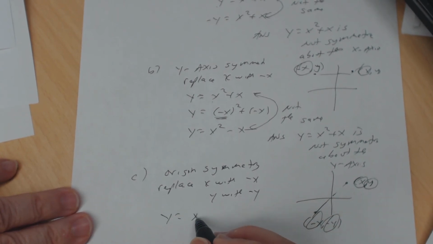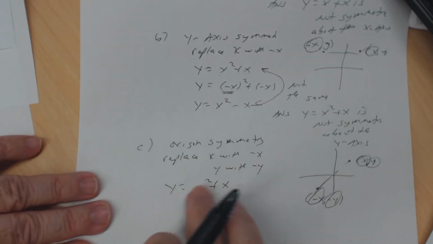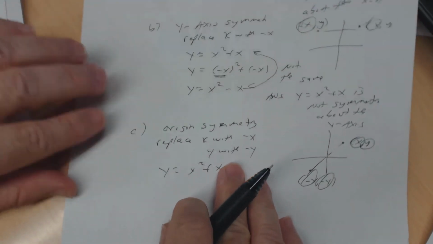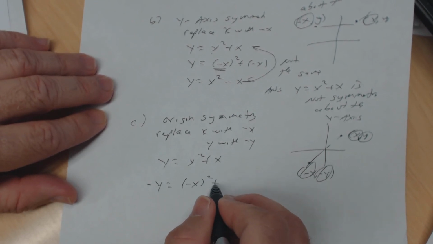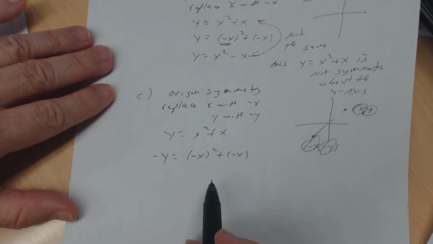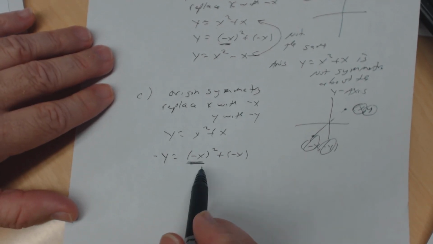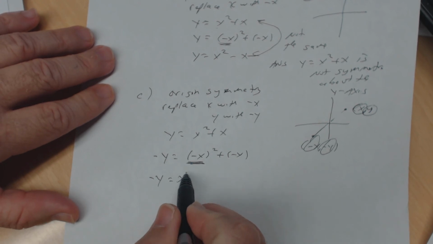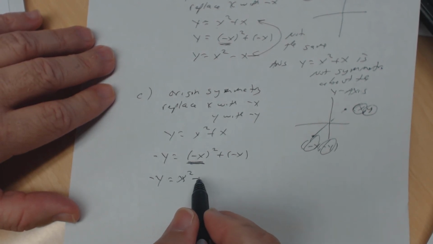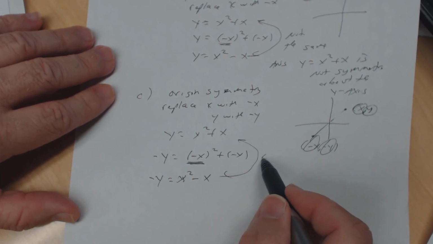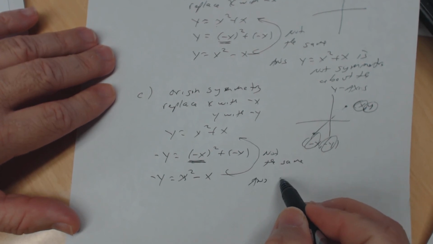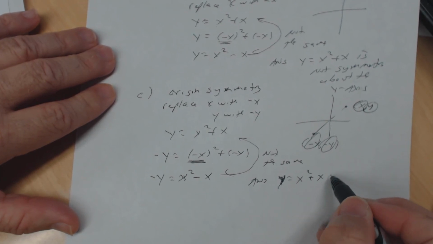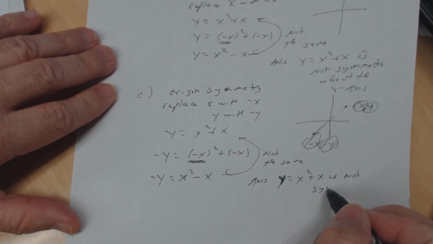So remember, your equation was this. Always rewrite the equation. And wherever we see a y, you plug in negative y. Wherever we see an x, you plug in negative x. So we get negative y equals negative x squared plus a negative x. Simplifying, the only thing I can rewrite differently is this one. So negative y equals x squared, because negative x times itself is x squared, minus x. So when you compare the two, notice they're not the same. So the answer would be y equals x squared plus x is not symmetric about the origin.